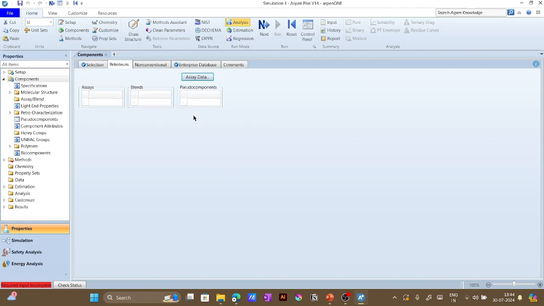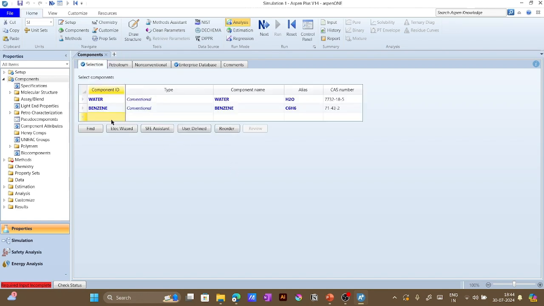Yeah, it has added benzene. Let's say I'm adding another compound also, toluene. So write the name. If it can search it directly, it will add it. Else you can use this find option and you have to find it. Once this is added, we can move to the property estimation part, and then I can show you what we have to do next.